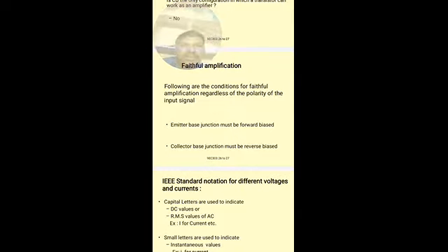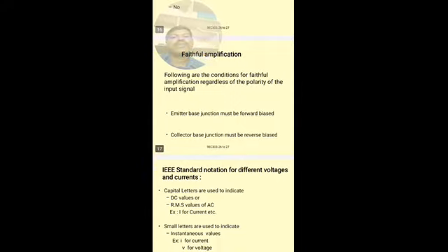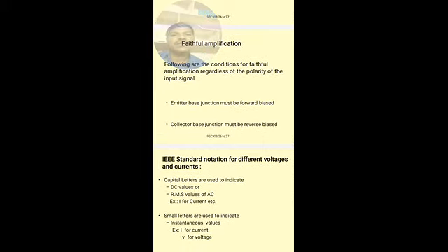So faithful amplification is possible when the transistor is operated in the active region. For faithful amplification, the transistor needs to operate in the active region, where it acts as an amplifier. If it operates in the saturation or cutoff region, the signal will be clipped during the positive or negative half cycles.